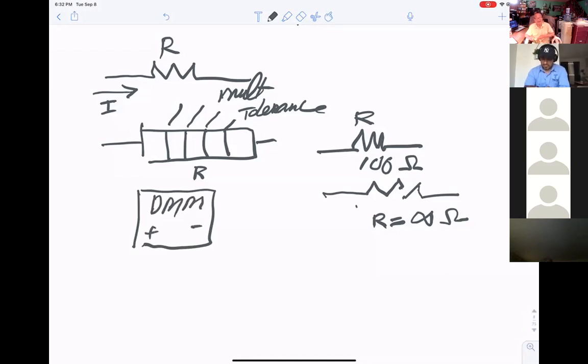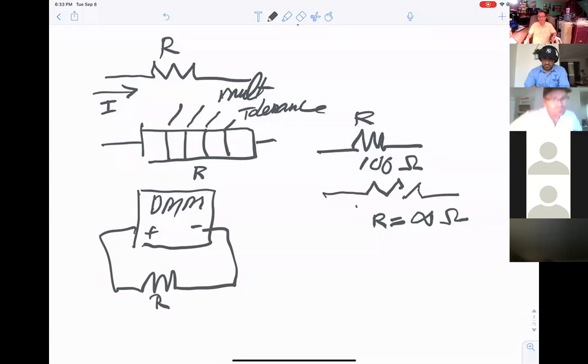You know what DMM is? Digital multimeter. That means the meter used to measure the voltage, measure the current, measure the resistance. Okay, and you can connect it to the resistor here, and you can tell the value. If they open, that means infinity ohm. Otherwise, it tells you the value. That is the job of the technician. You will be using the meter.